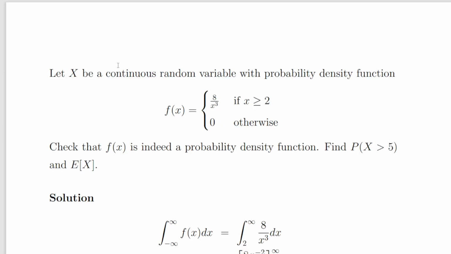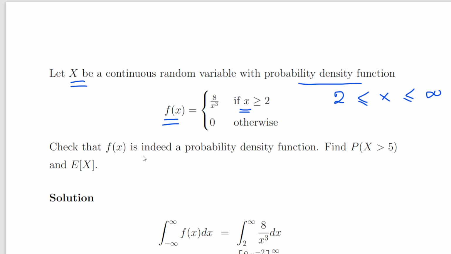Okay, in this presentation we are going to look at continuous random variables. Here we have a continuous random variable x and it has the probability density function given by f of x equals 8 divided by x cubed if x is greater than 2 and 0 otherwise. So essentially the key range of values that we're interested in is x between 2 and infinity. Anything outside that range of values, the integrals just evaluate to 0, so we can just disregard them.